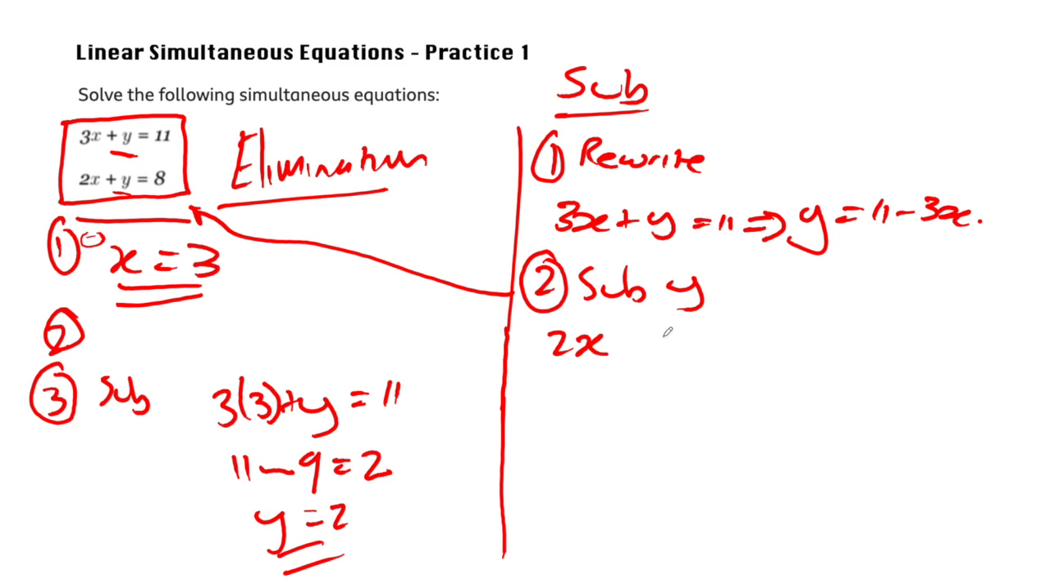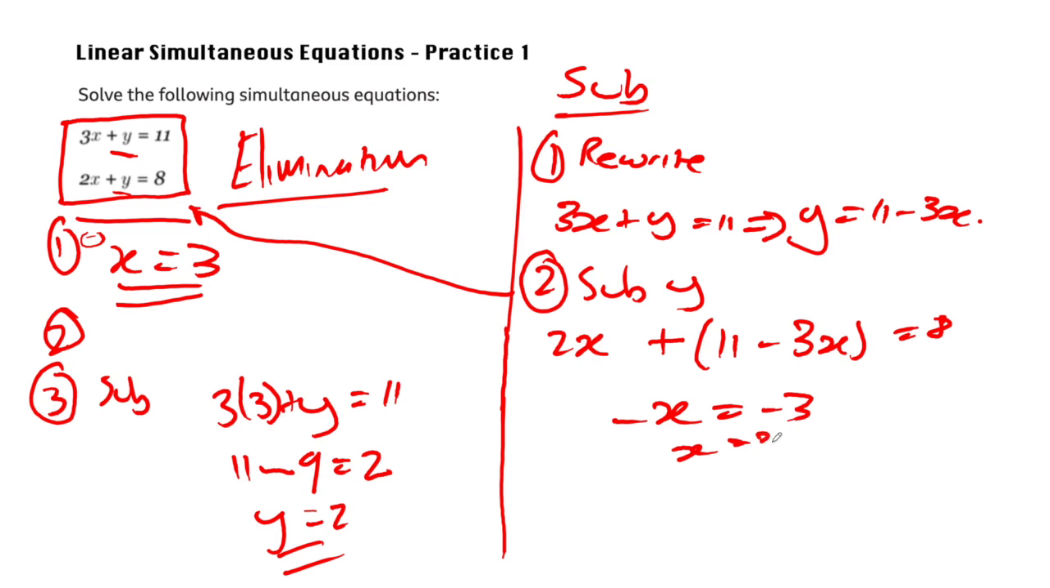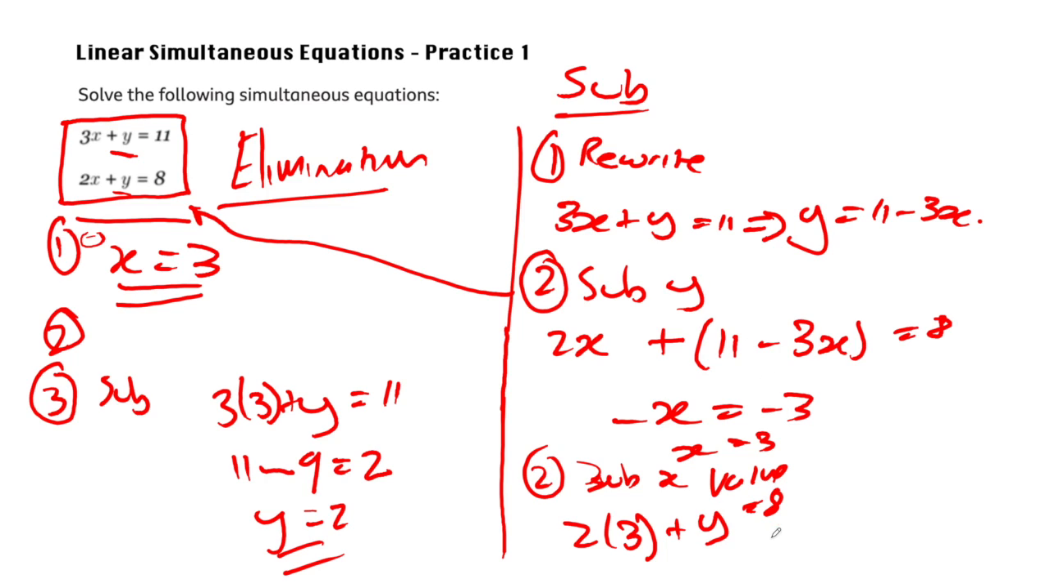So we're going to do 2x plus 11 minus 3x equals 8. So we've got 2x minus 3x, which is minus x. Then the 11 goes over there, equals minus 3. So x equals 3. Now we just sub in our value for y. So sub x value. So 2 times 3 plus y equals 8. So y equals 8 minus 6, which is 2.